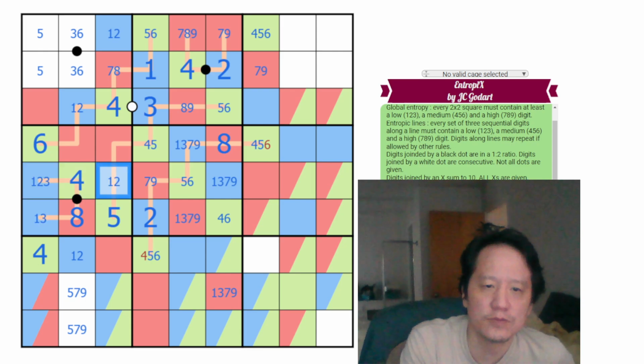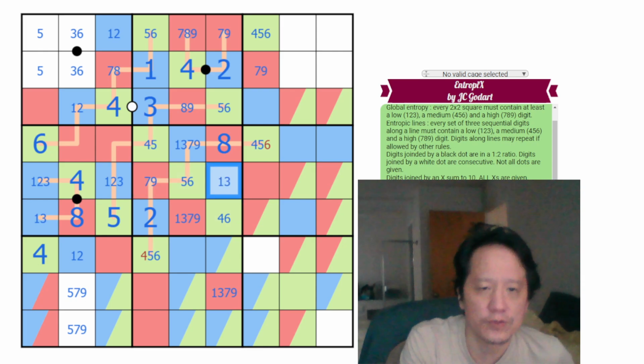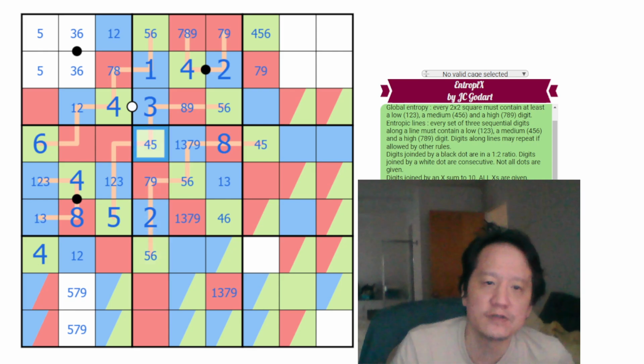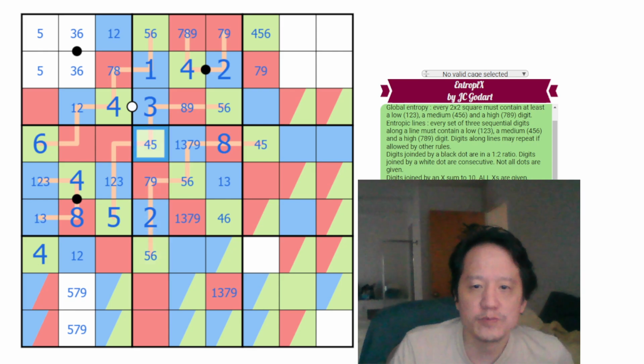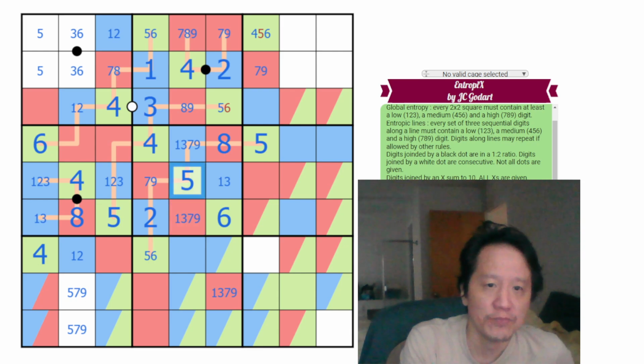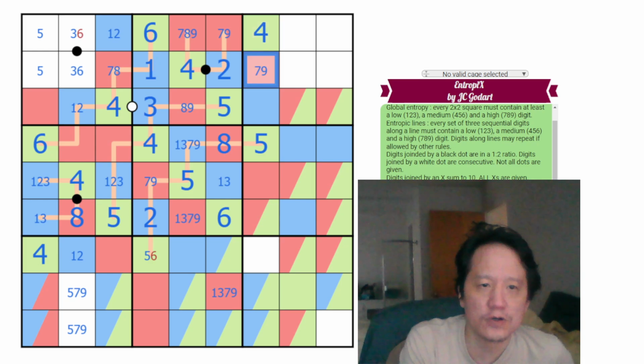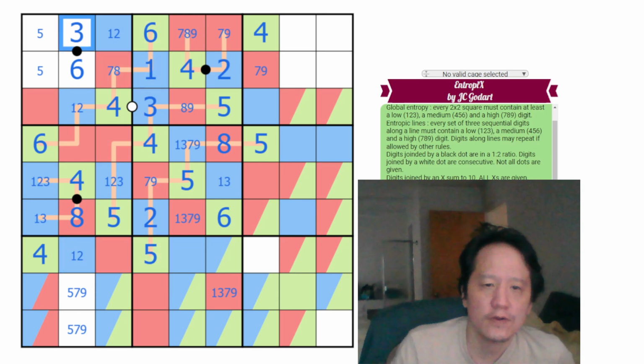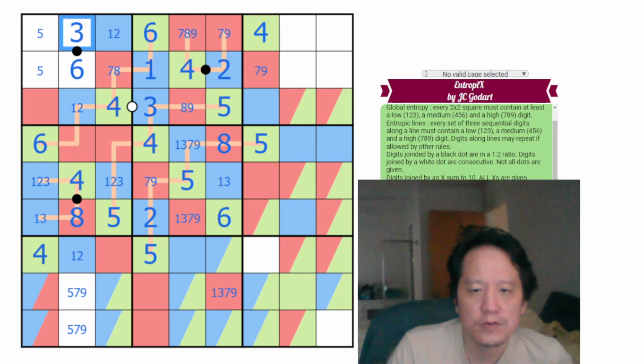1, 2, or 3. 1 or 3. This can't be 6. This can't be 4. So we have 5 and 6. So this makes 4. So this is 5. This is 6. This is 5. This is 5. This is 6. This is 4. Which makes that 3 and 6. This is 5. So this is the low. This is medium.